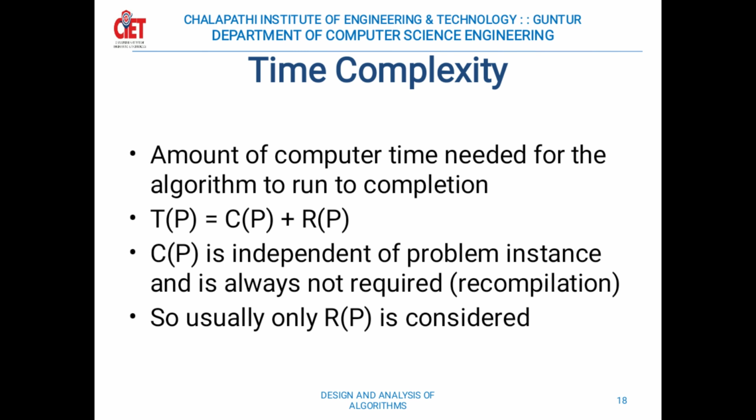Next, the second criterion is time complexity. It can be defined as the amount of time required to run to the completion of an algorithm. The time complexity of an algorithm is the sum of the time required to compile an algorithm and the time required to run an algorithm. It can be defined as time complexity of P is equal to compilation time C of P plus the runtime required to run the algorithm R of P.